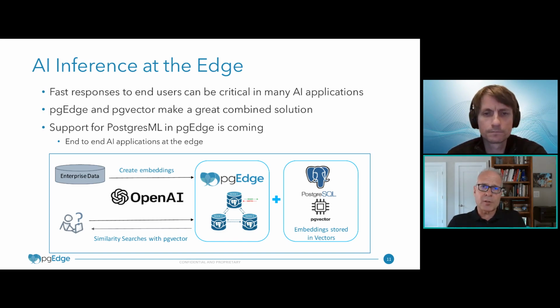So we have a customer we're working with. They have a fantastic AI application that they've been very successful with, but they have major customers in Japan, and those customers have been seeing something like 7 or 10 second response times on their queries, and that is not acceptable to them. And so with pgEdge, they can bring that down substantially.